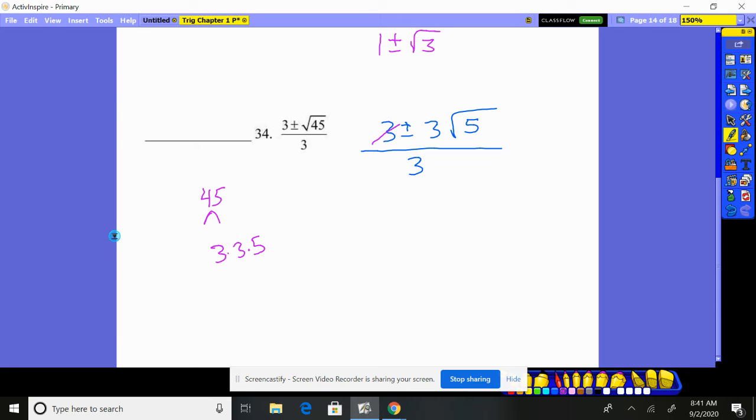So now we look here, and again, what can these all 3 be divided by? Well, same as above. All divided by 3. So 1 plus or minus 1 root 5, which we just write as root 5, all divided by 1. So boom, we leave it as is.